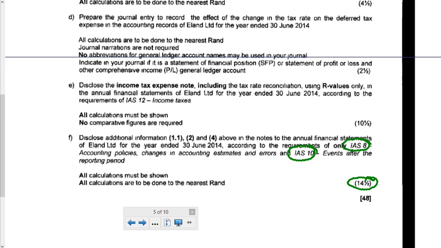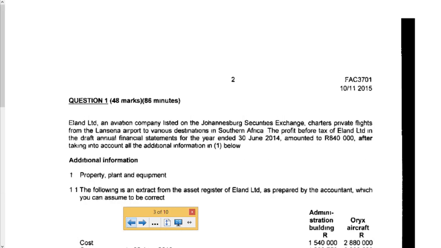So I would just then leave space for those, and I would just make a note at the top, financial statements, whatever notes, and I would just make a note that when I get to 1.1, I must go do the note. When I get to 2, I must go do the note. When I get to 4, I must go do the note. Yeah. So once I've done that, that's the first step, and that's also my first step that I'm going to do when I start the question.